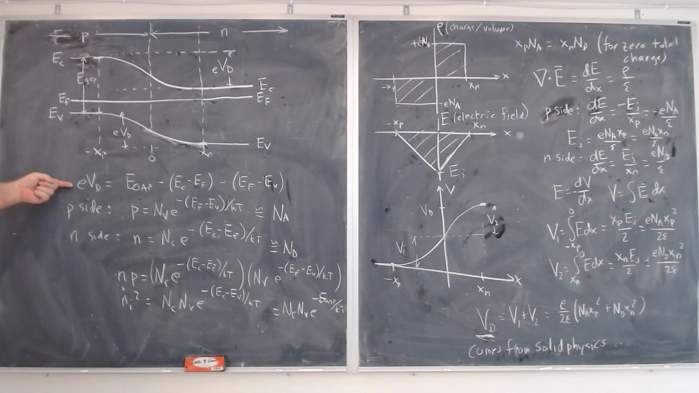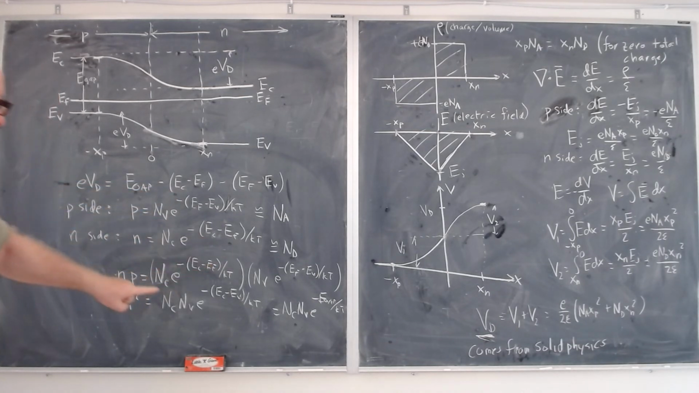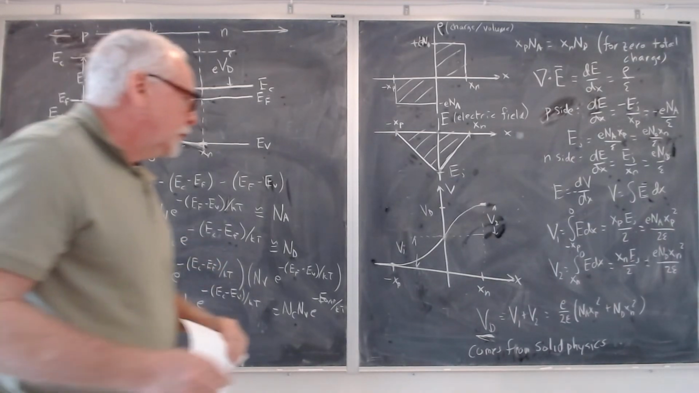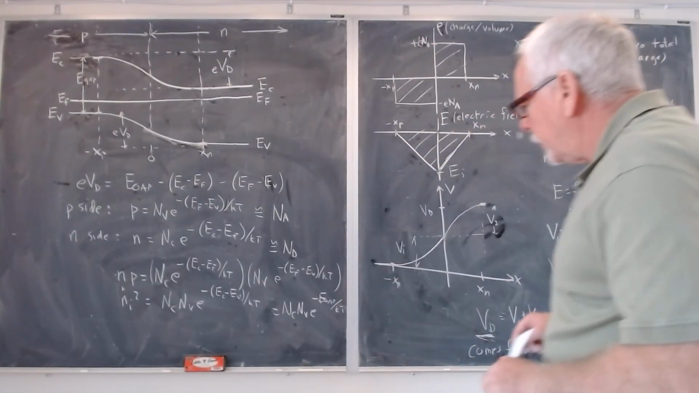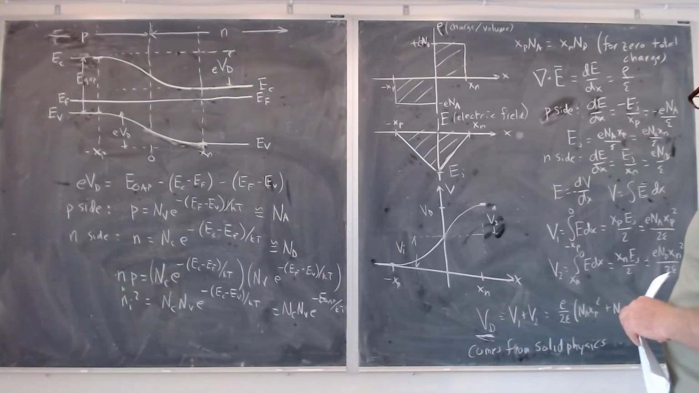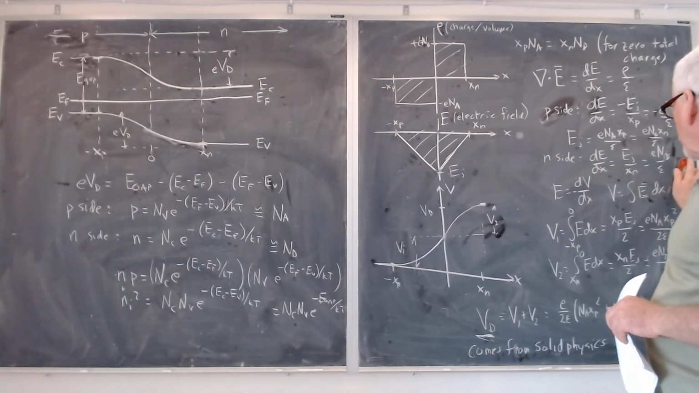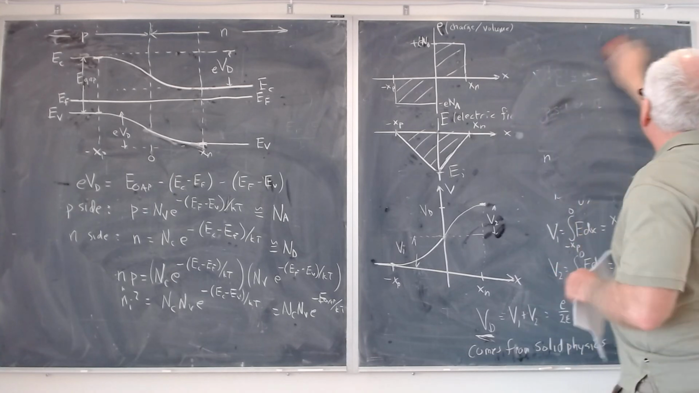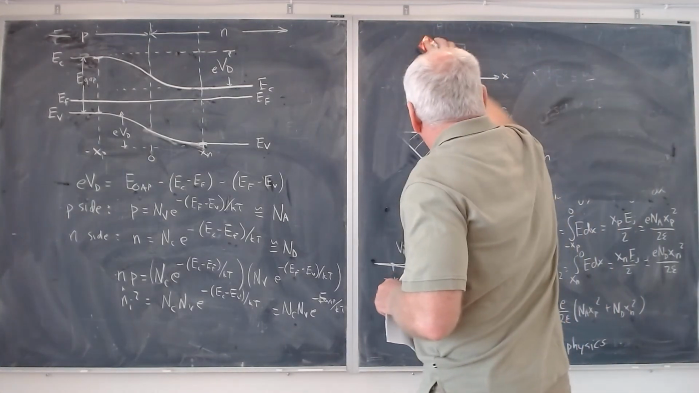So you can kind of see what's going to happen now. We have a formula for the built-in potential. In terms of E gap, that's going to come from this equation. In terms of E C minus E F, that's going to come from this equation. And E F minus E V, that's going to come from this equation. So what I'm going to do now is erase part of over here, but I'll leave the built-in potential diagram, so we can see the connection between them.